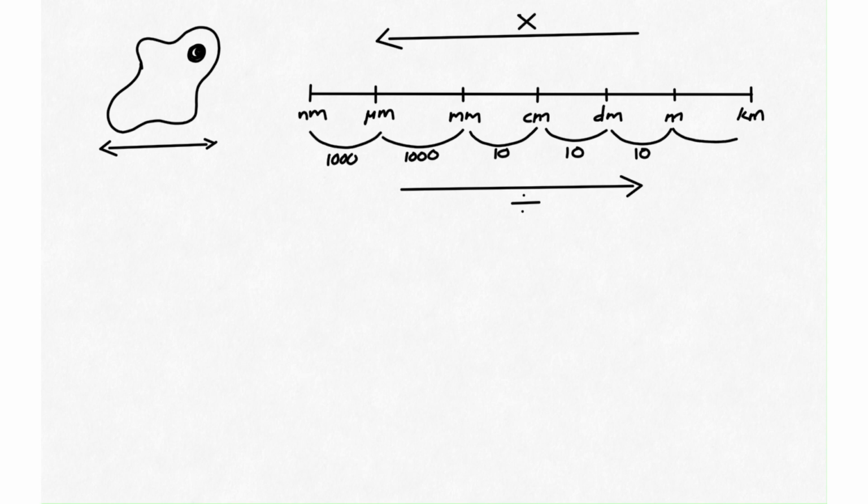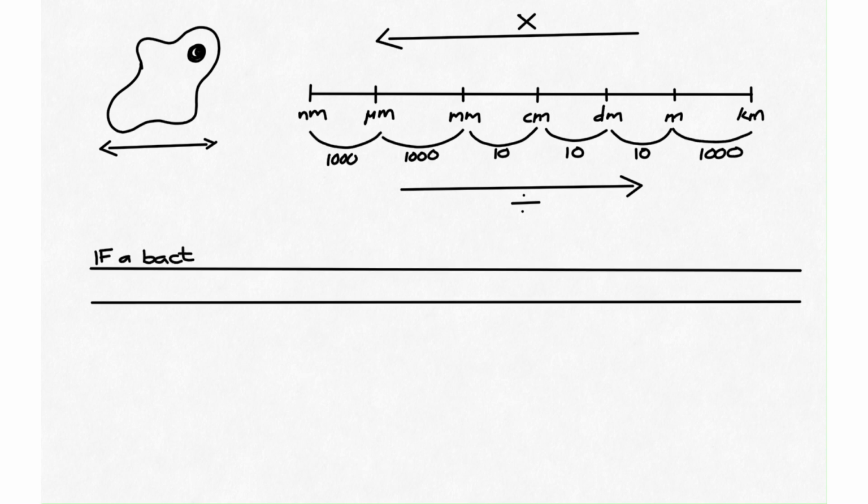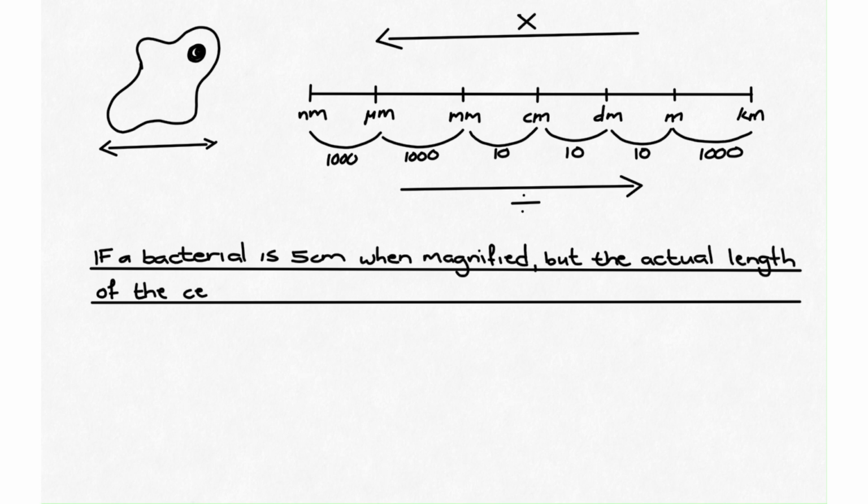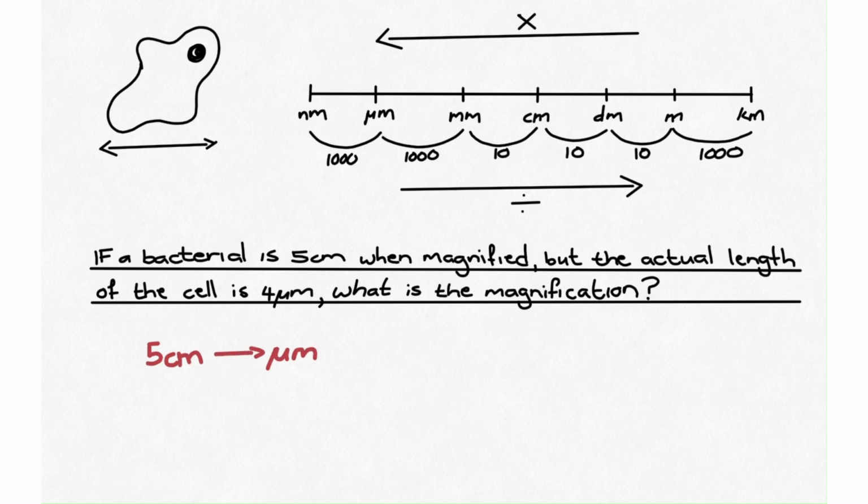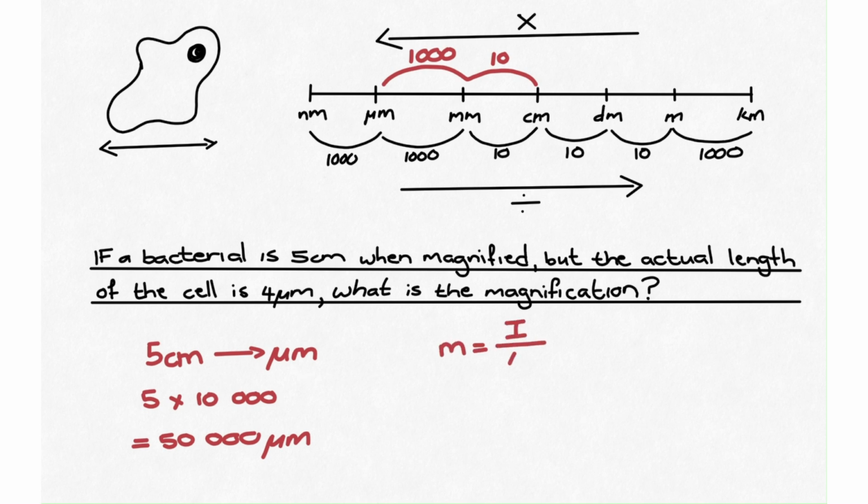Let us look at an example. If a bacterial cell is 5 centimeters when magnified, but the actual length of the cell is 4 micrometers, what is the magnification? Firstly, we will need to convert 5 centimeters to micrometers using our scale. So on our scale, we can see that we would need to multiply by 10,000. We can then use our equation M equals I over A to calculate the magnification as 12,500 times.